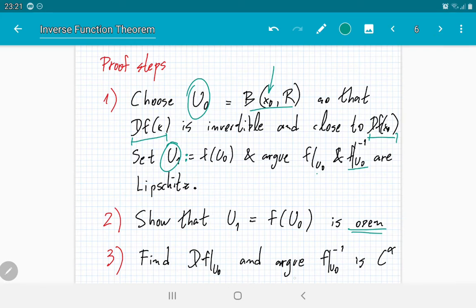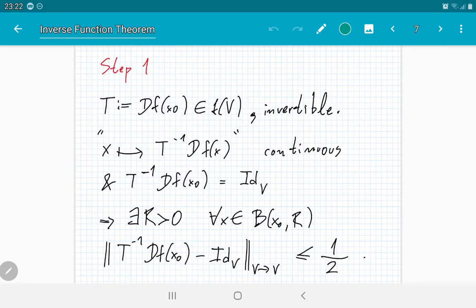Once we do that, we're going to show that the inverse function is differentiable and actually C alpha. That's going to be in the next video, so step 3 is in the next video. Let's do 1 and 2. Here I'm being a bit loose, but I'm going to make this all much more precise. So, notation for the remainder of the proof.